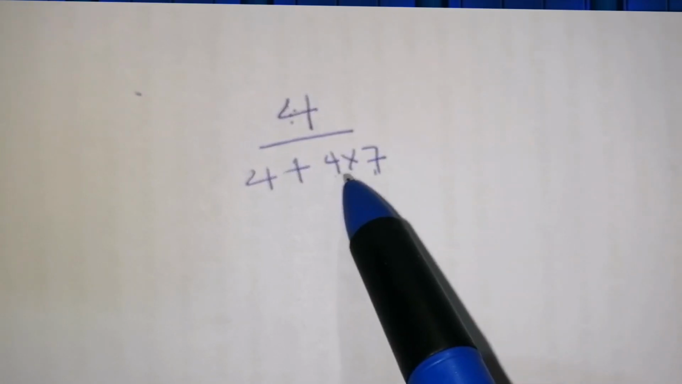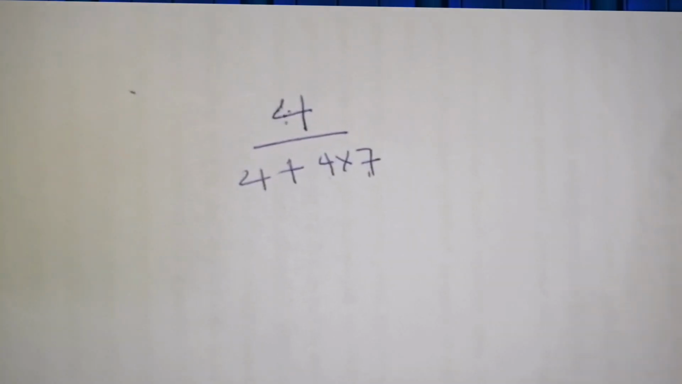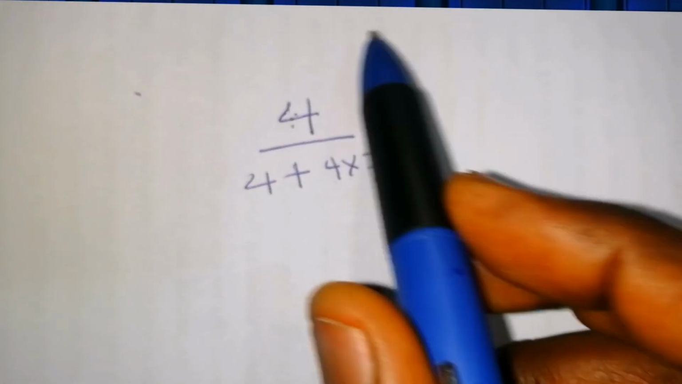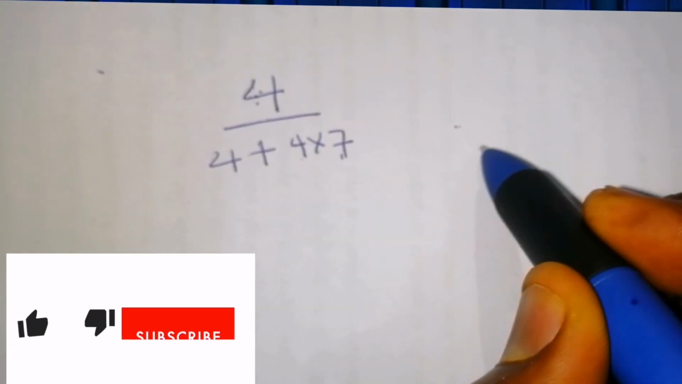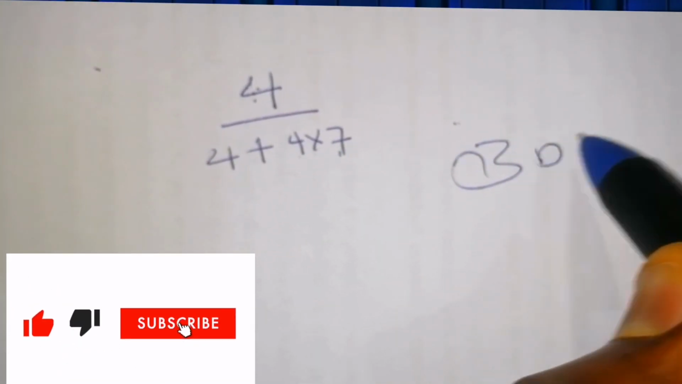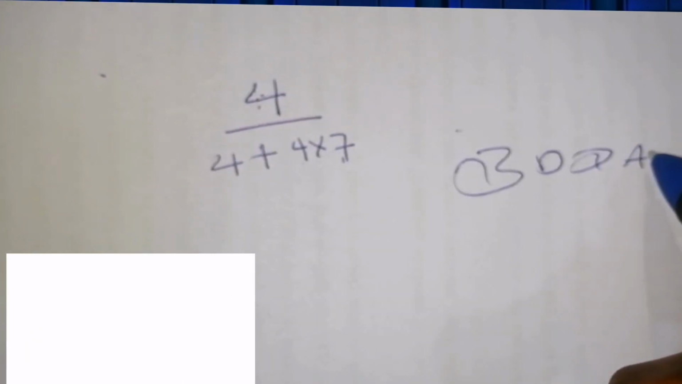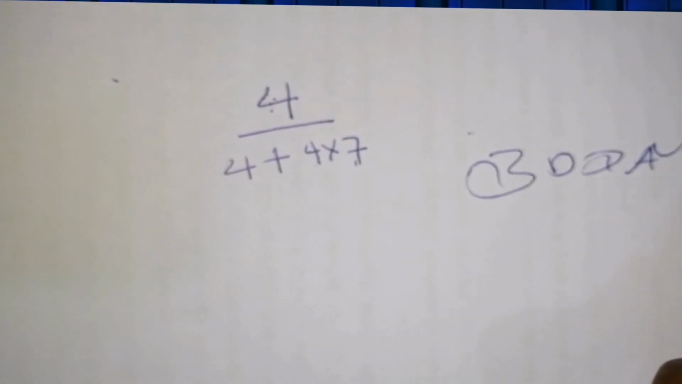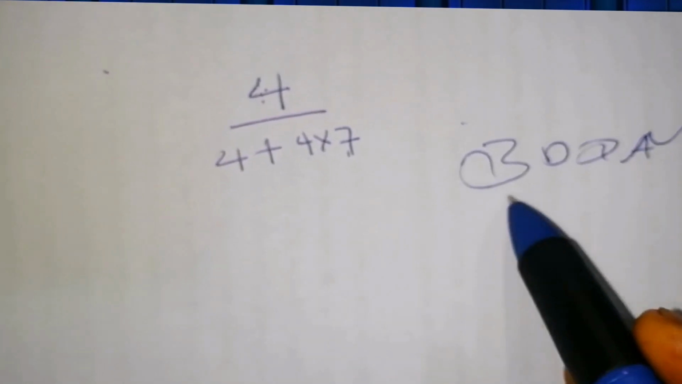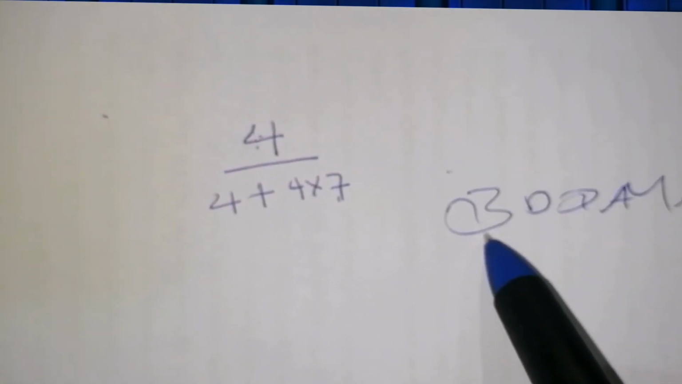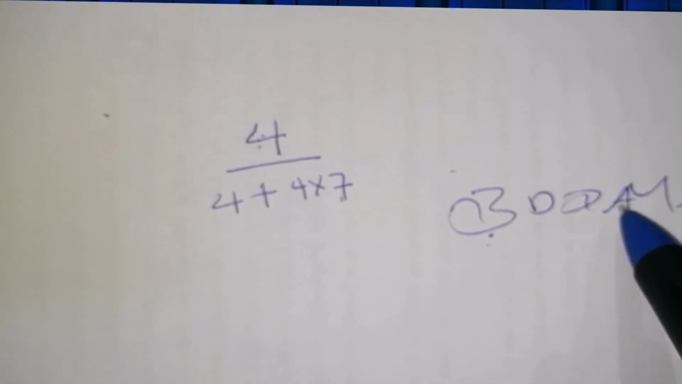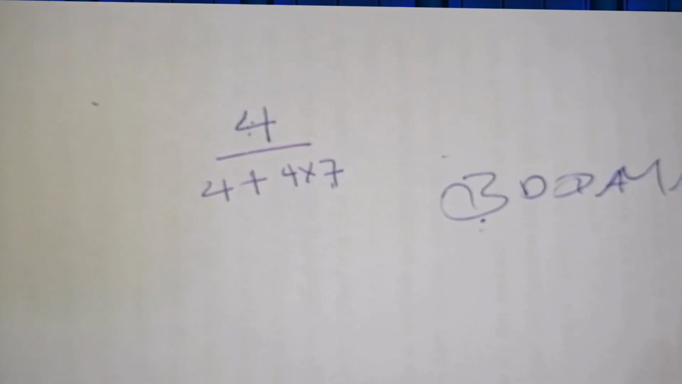Let's do this question together. In order to do this question, we have to follow the BODMAS rule. The BODMAS rule: bracket, division, multiplication, addition, and subtraction, okay?